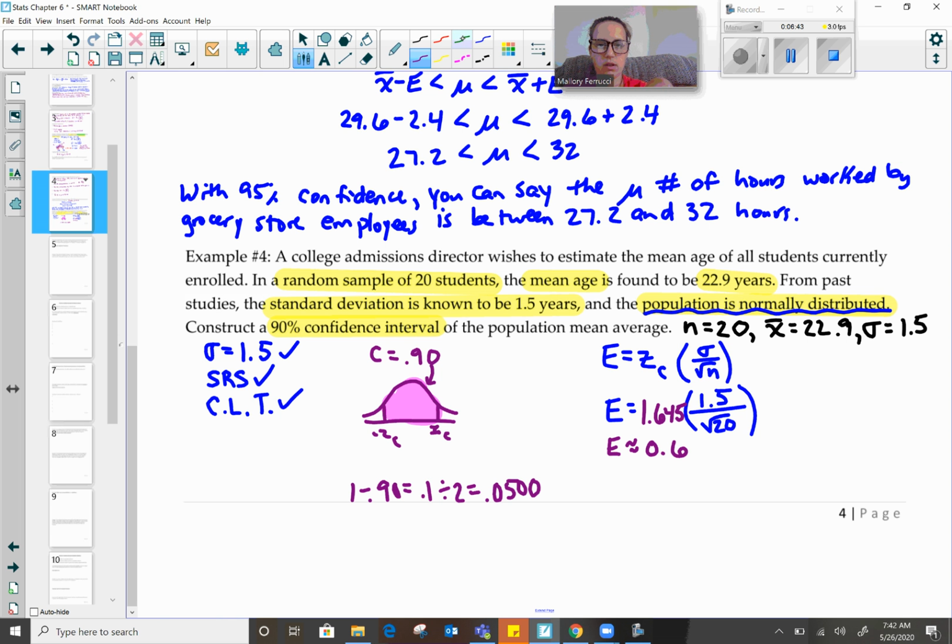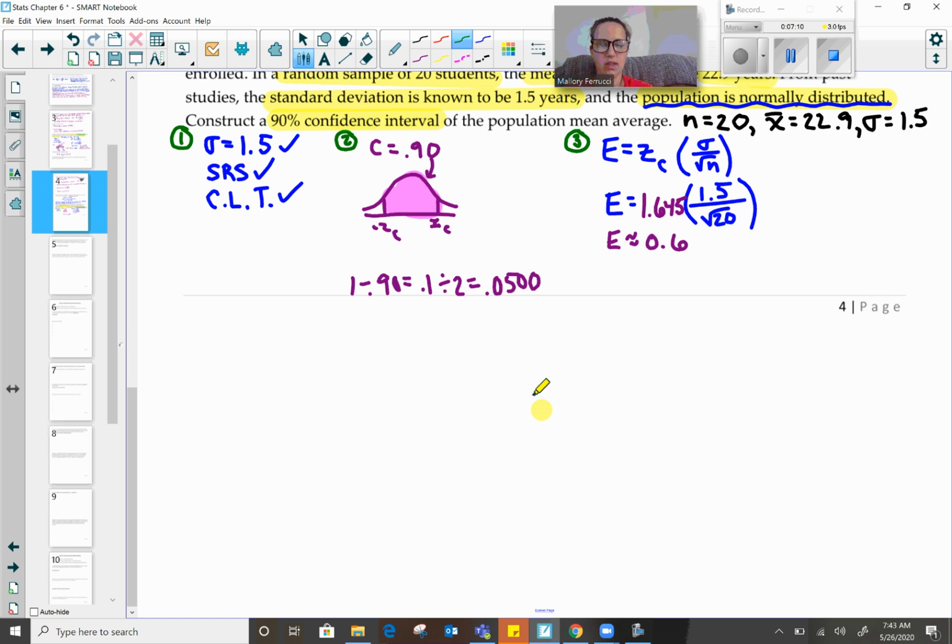So let's kind of label these steps. This is step 1. I guess this can be step 2, really. I guess I should have found that first. And then we finish plugging it in for step 3. So then step 4, now we're plugging it all into the formula, which is x bar minus E is less than mu, which is less than x bar plus E.